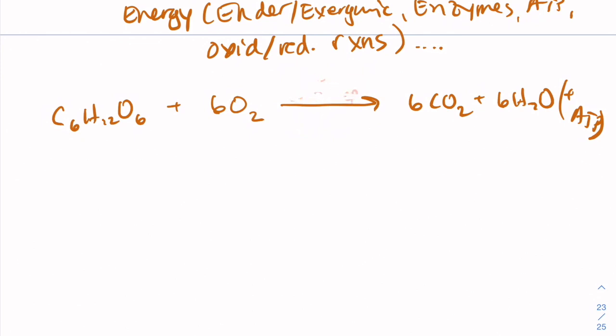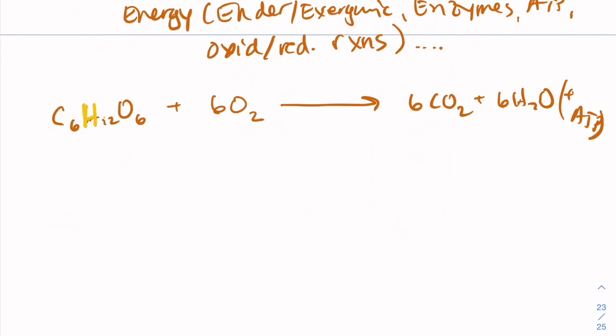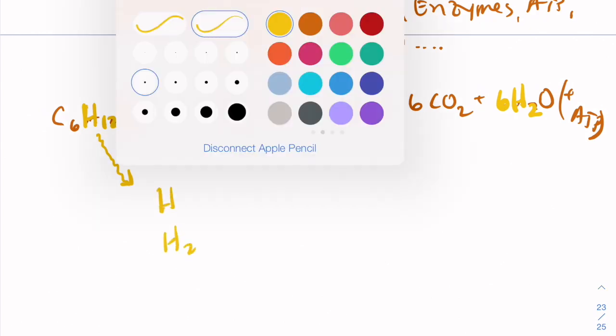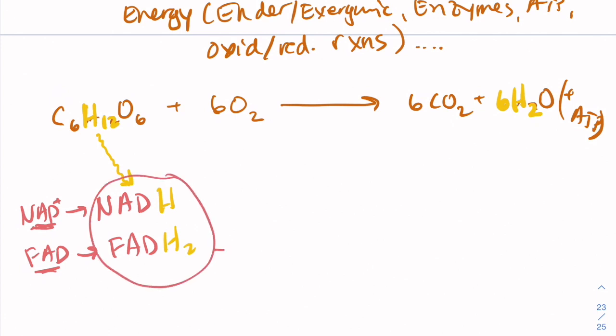Let me erase this stuff here. Let's see. I'm going to color code those 12 hydrogens right there. Now remember, little by little and through the process of glycolysis and the citric acid cycle and all that stuff that I just mentioned, these hydrogen atoms get ripped out of glucose and become a part of NAD, and NAD plus becomes NADH, and FAD becomes FADH2. So all of these hydrogen atoms get ripped out of glucose by NAD plus and FAD, and they become NADH and FADH2. These guys bring those hydrogen atoms from glucose into the mitochondria.